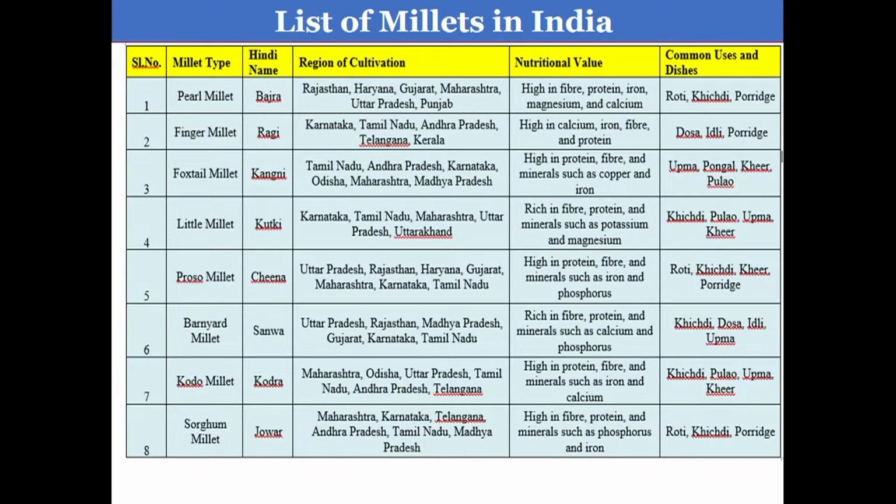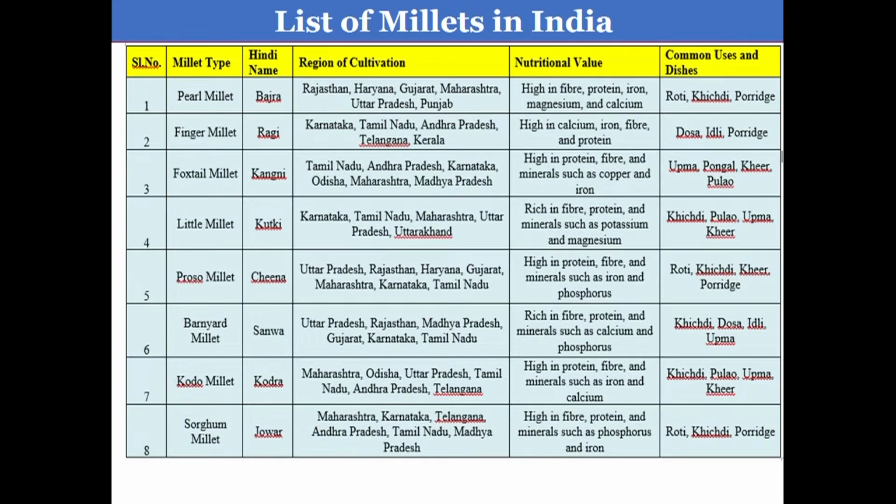Next is foxtail millet, that is kangni. It is also cultivated in Tamil Nadu, Andhra Pradesh, Karnataka, Odisha, Maharashtra, Madhya Pradesh, and some other parts of India. It is high in protein, fiber and minerals such as copper and iron. Upma and other products can be prepared from this.